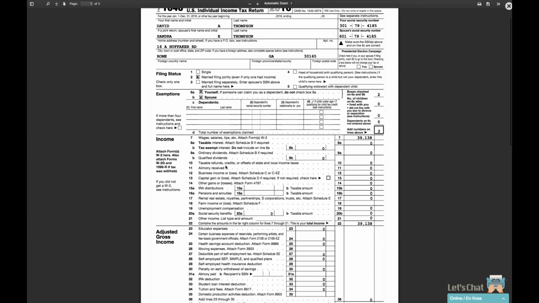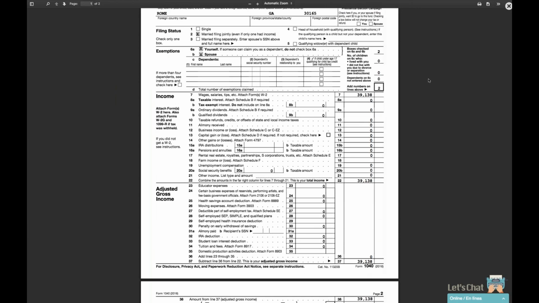Let's get down to the exemptions, right? On the form, it says that you have 2 exemptions only, which is yourself and the spouse. What are exemptions? If you remember, exemptions are $4,050 per person. That's the amount that the IRS is going to reduce from your taxable income, $4,050. So exemptions are good. No dependents. As you can see, 0 dependents. There's no dependents right there.